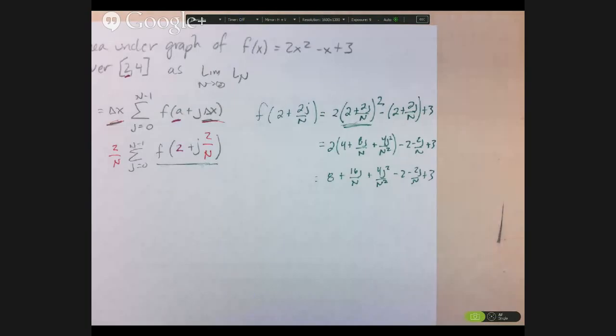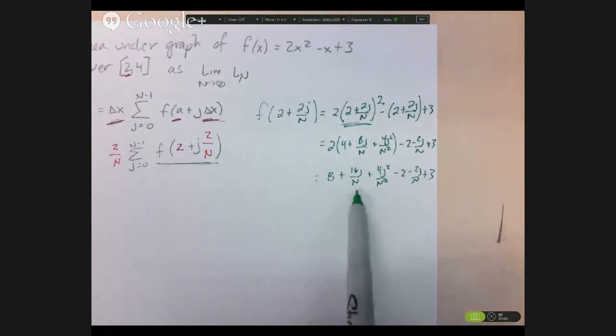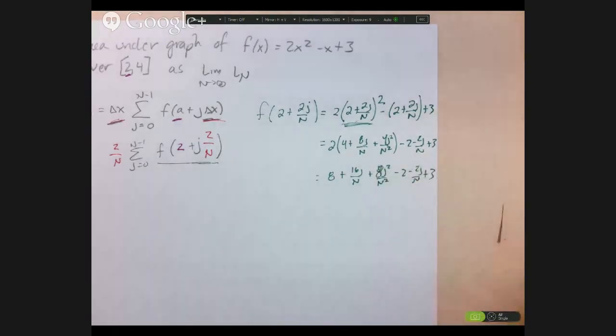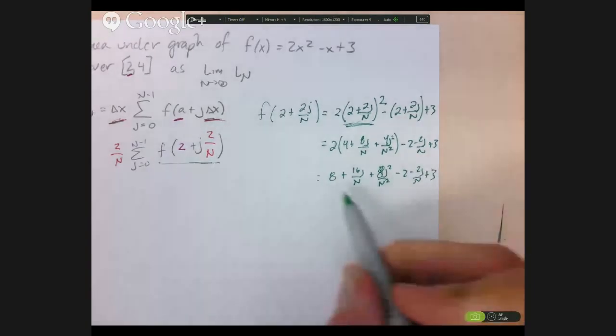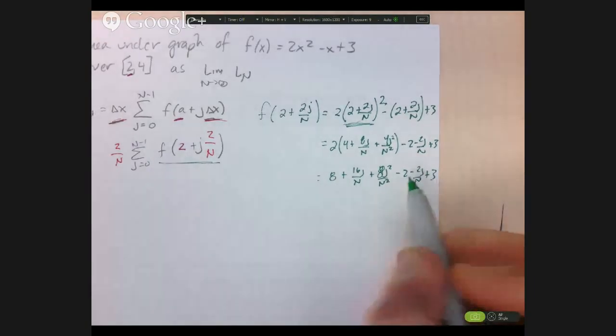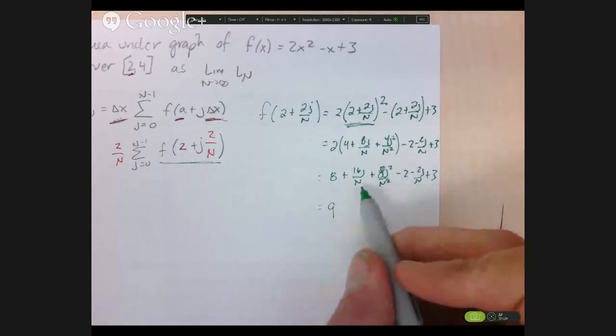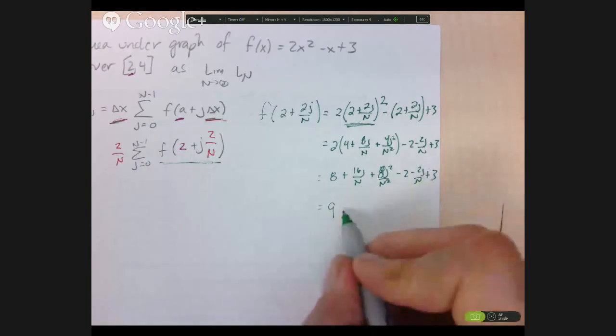Did I make a mistake somewhere? Yep, I did. So 8 plus 3, 11 minus 2 is 9. 16j minus 2j, 14j.